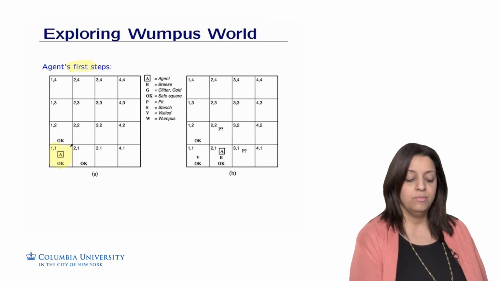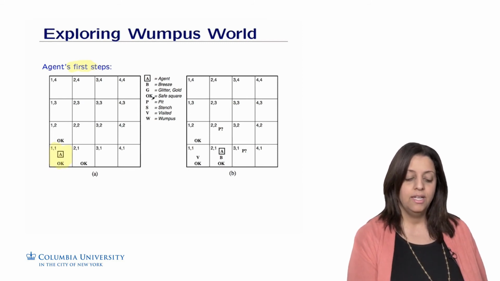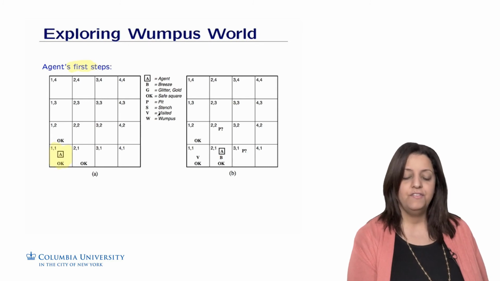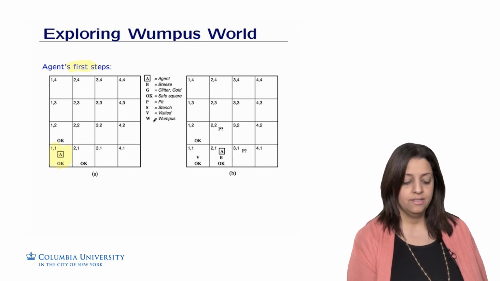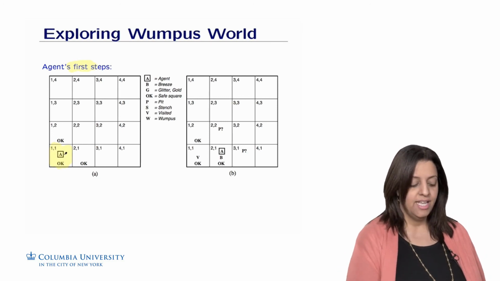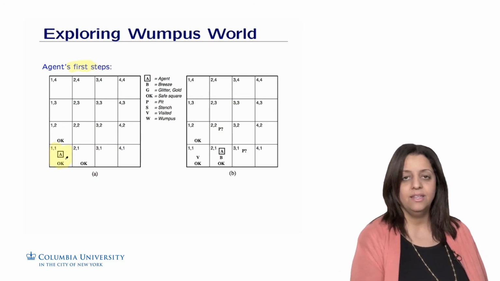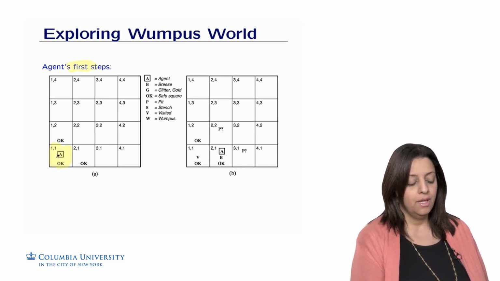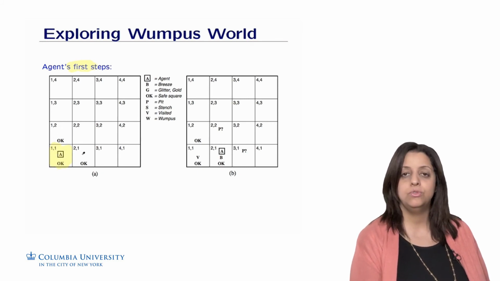We're going to use the symbols A for agent, B for breeze, G for glitter or gold, OK if the square or the room is safe, P for pit, S for stench, V for the room has been visited, and W for Wumpus. All right. So initially, this room is safe, which means that there is nothing in there. But also, by looking into this room, it says that there is no breeze or Wumpus around. So we could either move to the room 1-2 or to the room 2-1.